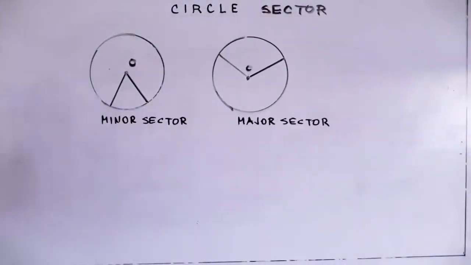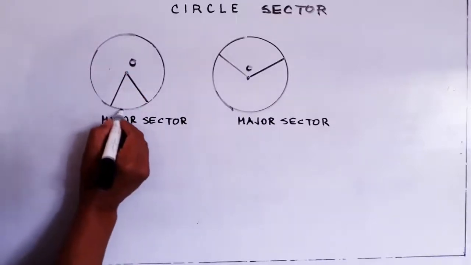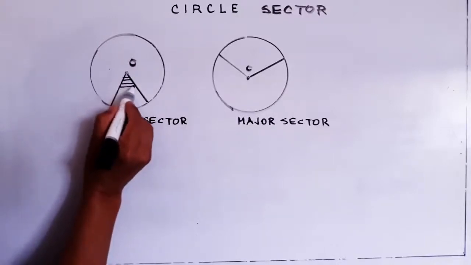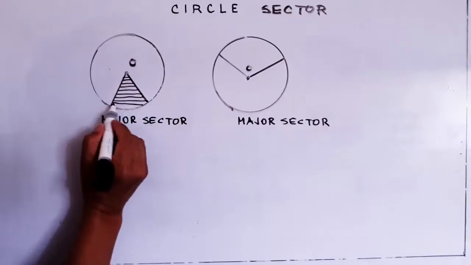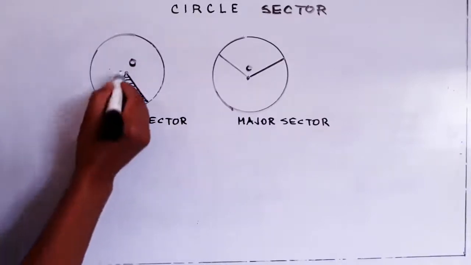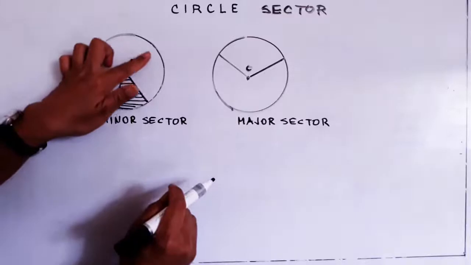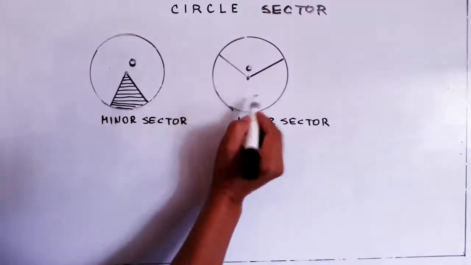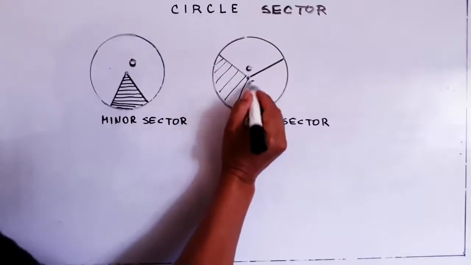Okay, let's have the minor sector and the major sector. For the minor sector, we have the radius. This one is the minor arc. And the sector here is this, the entire triangle-like region. This is our minor sector, because it is less than a semicircle. The major sector, of course, will be from here up to here, more than a semicircle area, like that. Here, the major sector is the big one.